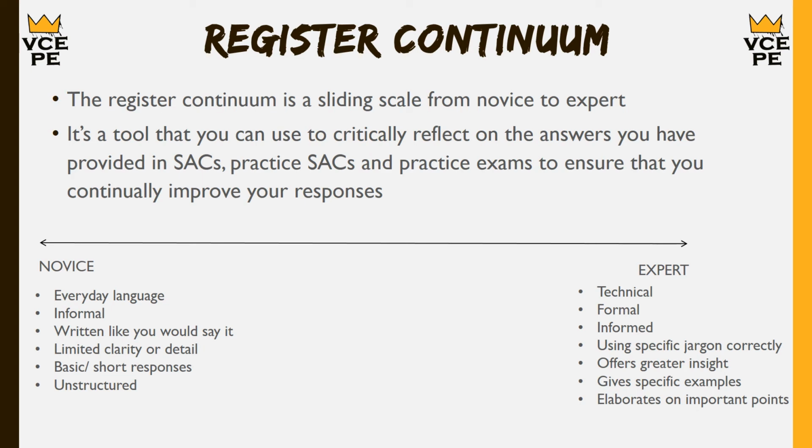Now, it's really easy. The Register Continuum is a continuum, a sliding scale, and you can see on the page here on the very left-hand side, we have novice responses. Now, a novice response is a response from someone that doesn't know too much about this, okay? They use everyday language. It's written in an informal manner. So by saying that, we're talking about that it's written the way that you might say it. It's limited in its clarity or detail.